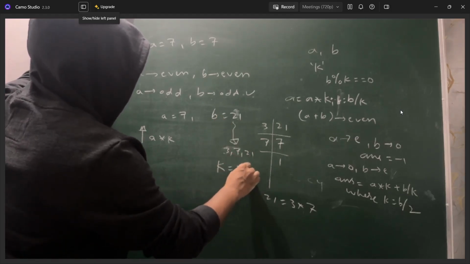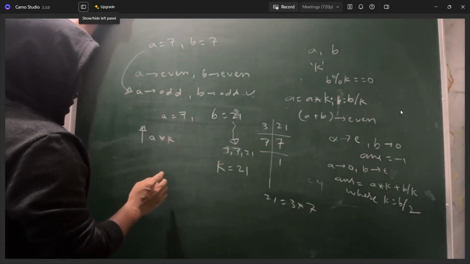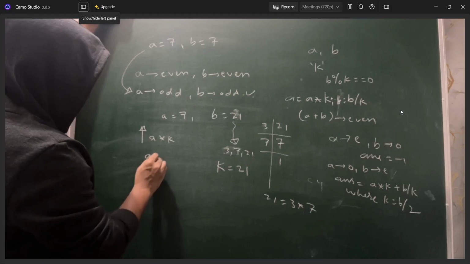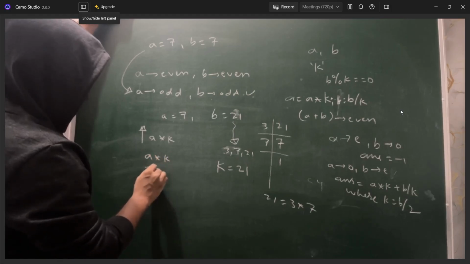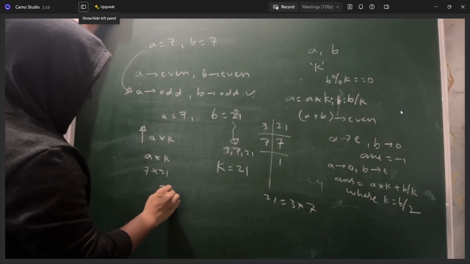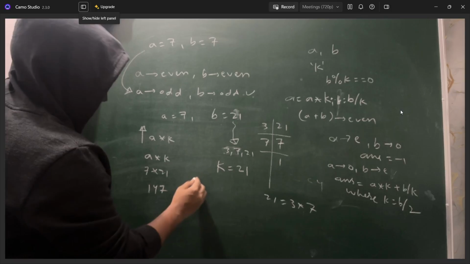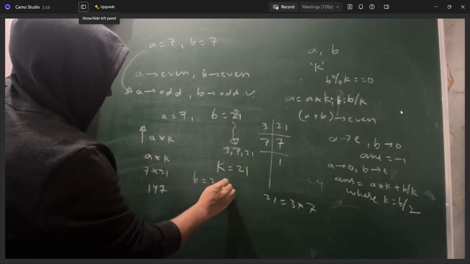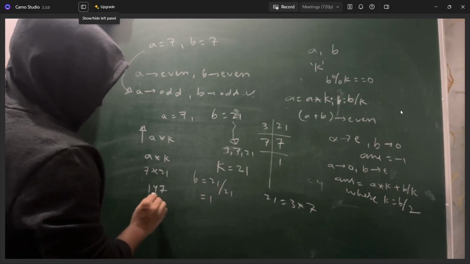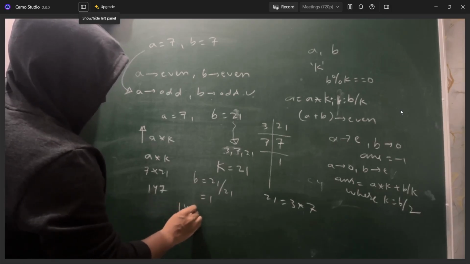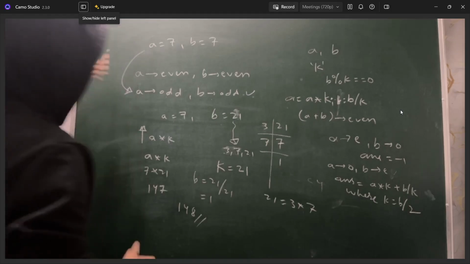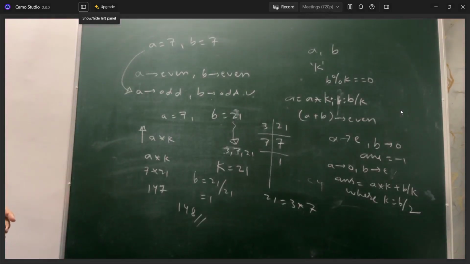If you choose k as 21, then a into k will be 7 into 21, which is 147, and b will be 21 by 21, which is 1. So if you add these two, it will be 148, and this is the maximum possible even sum that you can get, right?